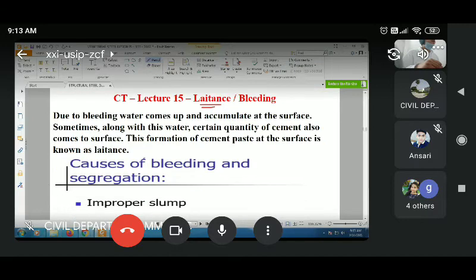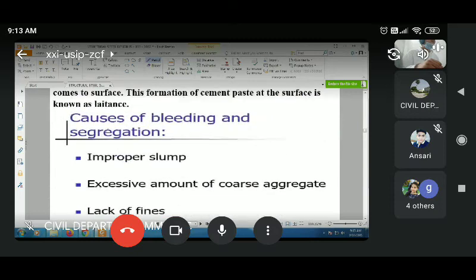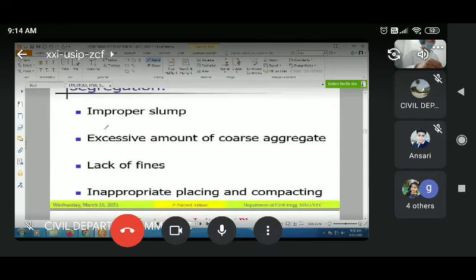So this is nothing but due to bleeding, and the causes of bleeding are improper slump if there is a wet mix, excessive amount of coarse aggregate, and less quantity of fines, that is sand and cement particles, and inappropriate placing and compacting.